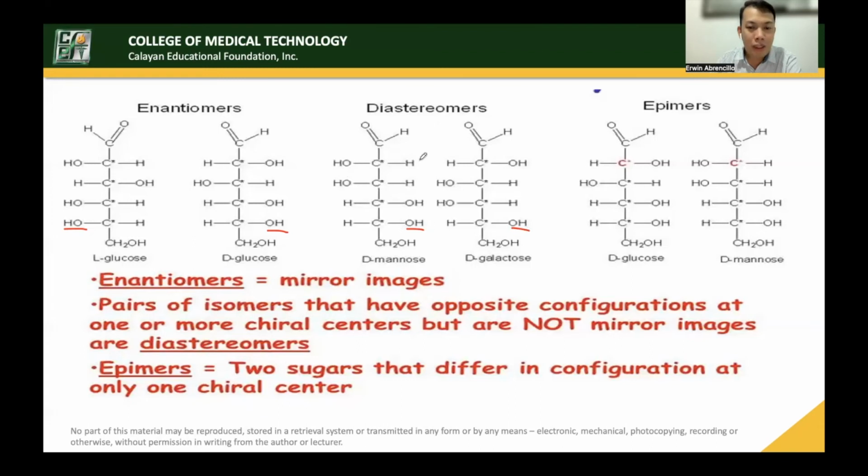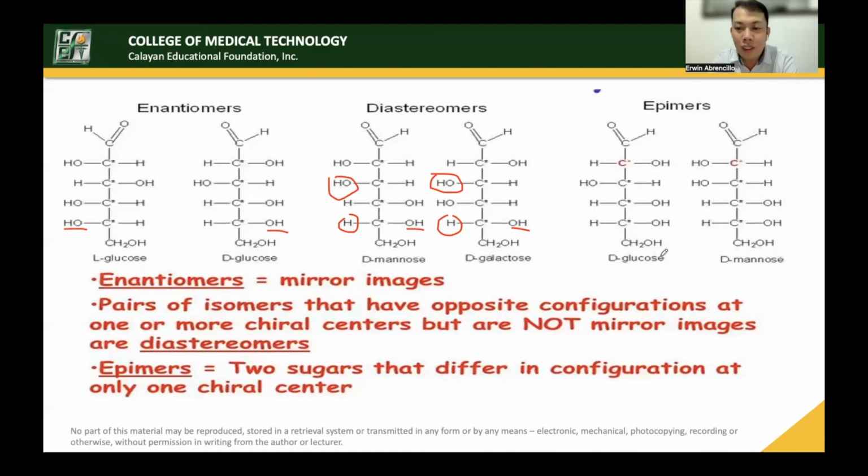they are stereoisomers because they are not mirror image of each other. So let's see. This OH at the left, OH at the right, OH at the left, OH at the left. You can see here that they are both at the left, and as well as this one. So because of these two structures in this formula of D-mannose and D-galactose, they are diastereomers because they are not mirror image of each other.